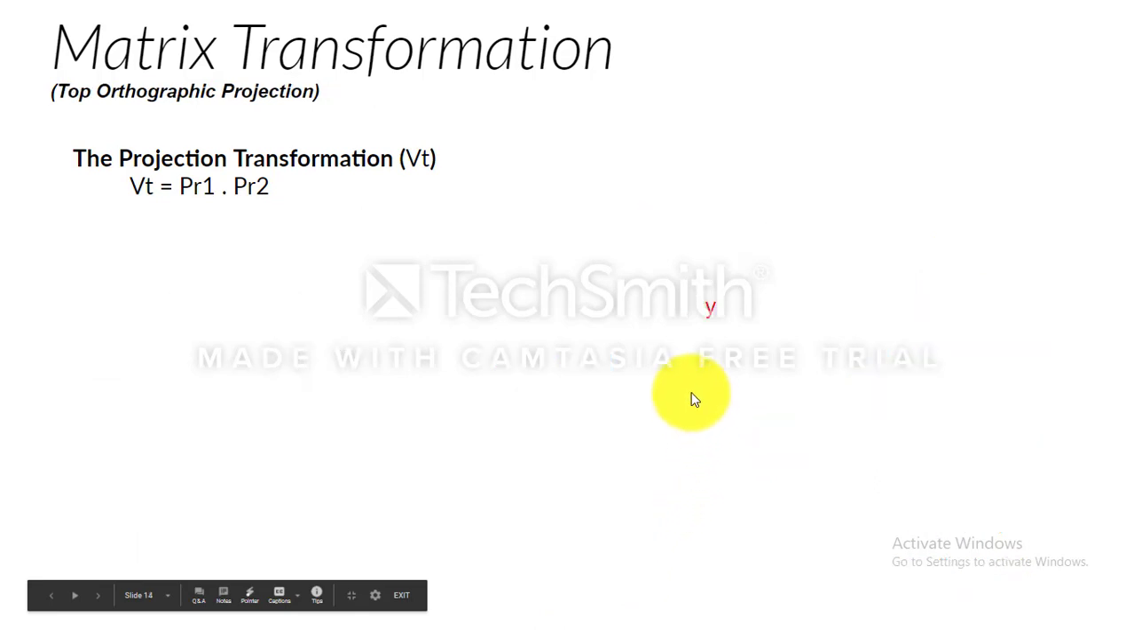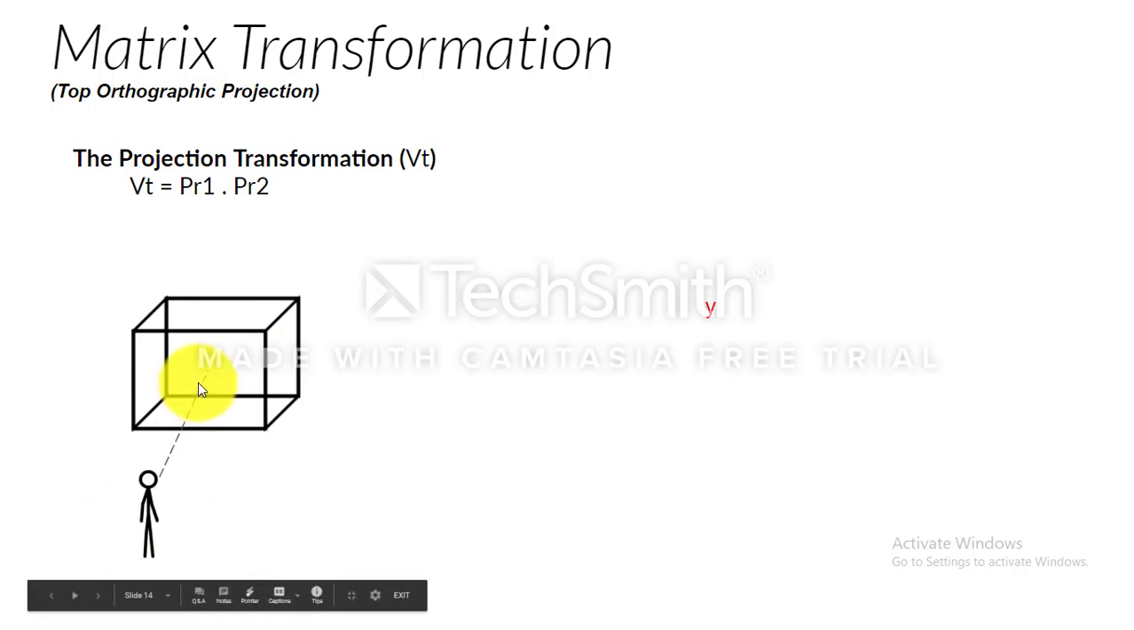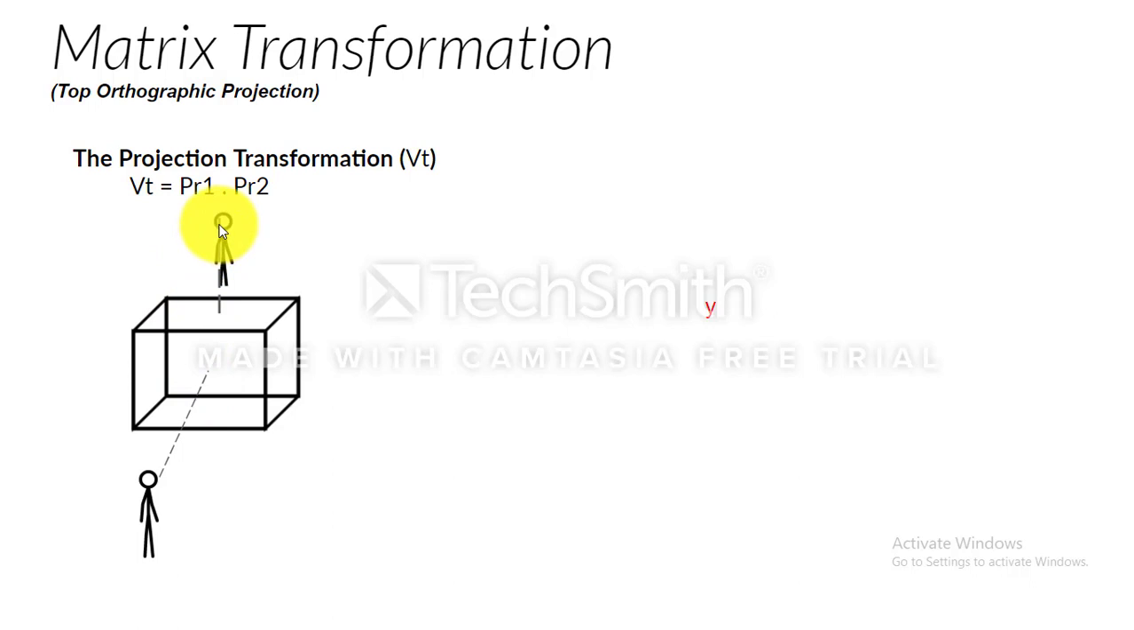And then next is the top orthographic projection. If we assume that we have this cube again, and the viewer is at the front view, and also wants to see the top view, again we just need to rotate the object. We don't need to move the viewer to the top. But how about the matrix transformation for this?